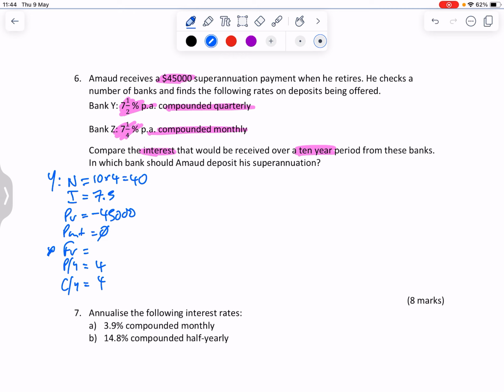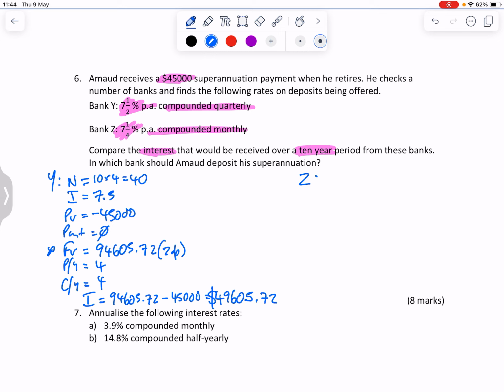FV is 94,605.72 to 2 decimal points. So how much interest is that? Interest is equal to 94,605.72 minus the 45 grand I put in. 94,605.72 minus 45,000. 49,605.72. Interest for Bank Y.